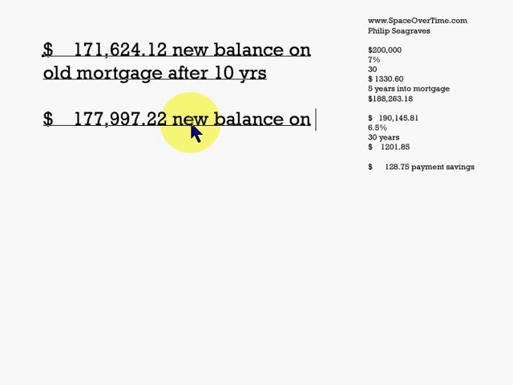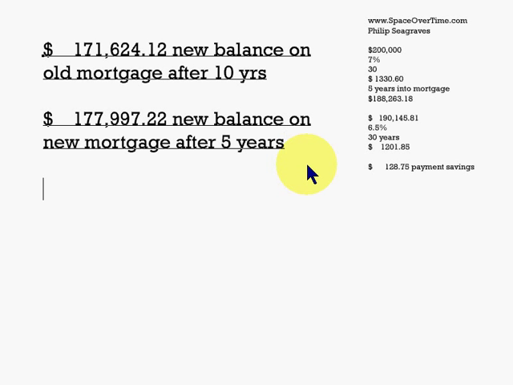New balance on new mortgage after 5 years. And that's 5 years on the new mortgage. Okay, so what's the difference? So this is going to be 10 years after the old mortgage and 5 years after the new mortgage. It's going to be the same date, so we can compare these two amounts.